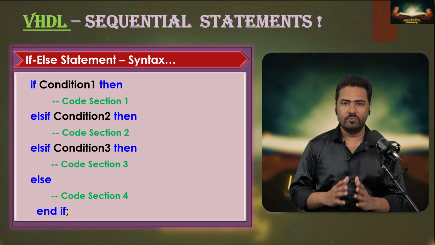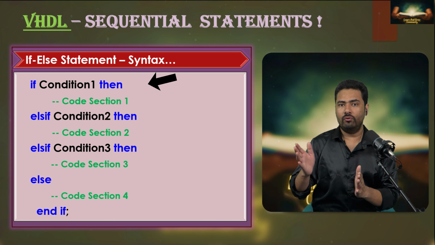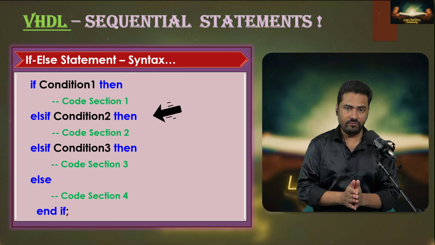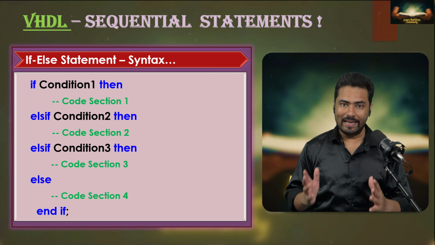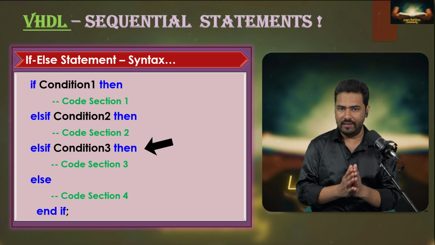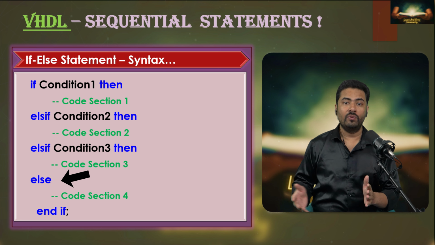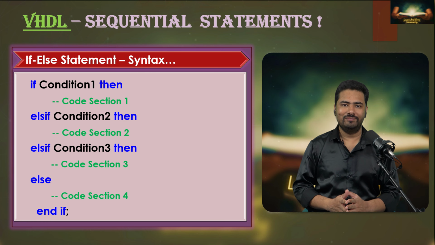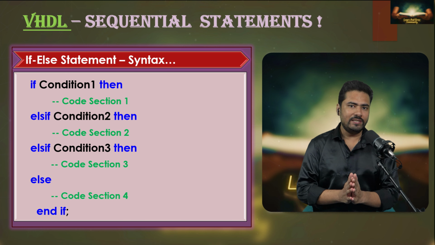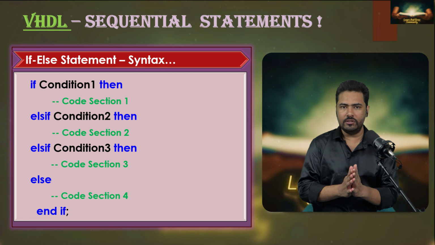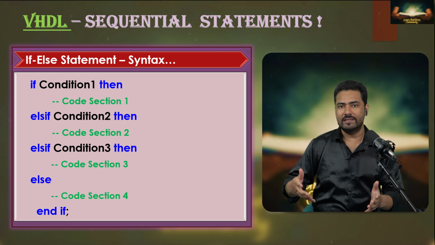Let me read it first. So it is if condition 1, then we have code section 1. Else if condition 2, then code section 2. Else if condition 3, then code section 3. Else code section 4. And end if semicolon. So this sample code checks for three conditions. You can check more conditions as well based on your needs just by adding more else if statements in this.